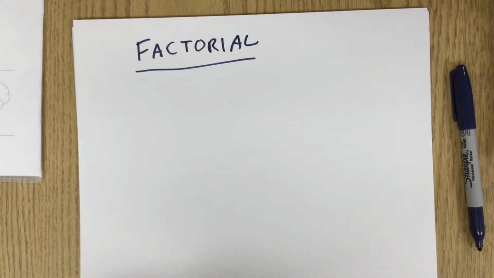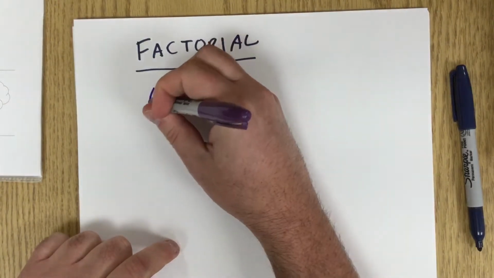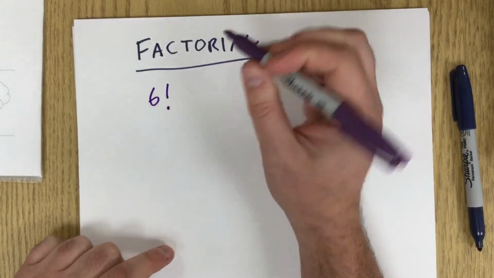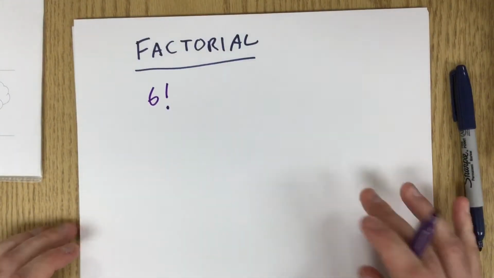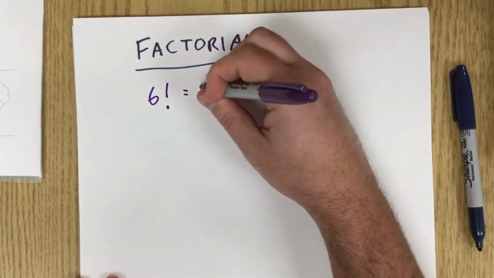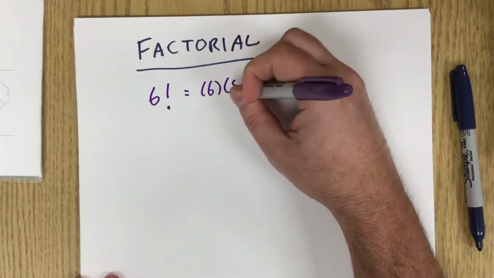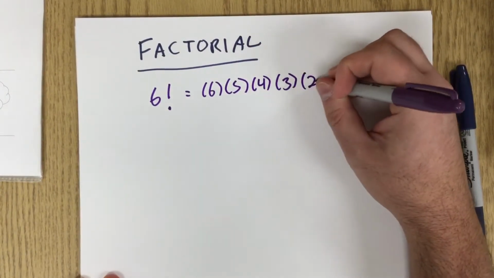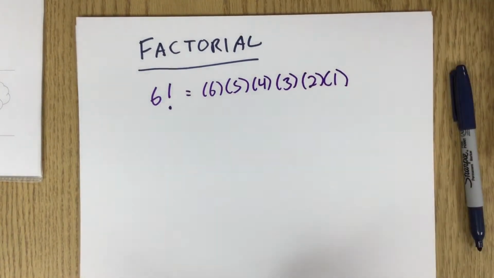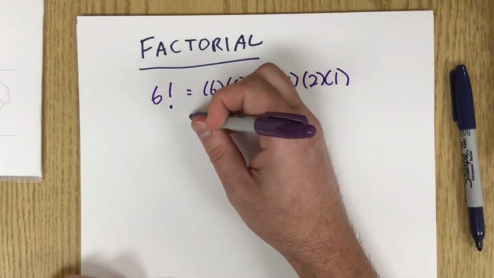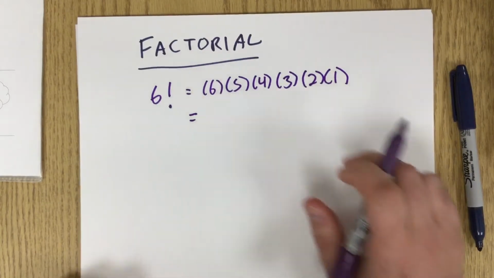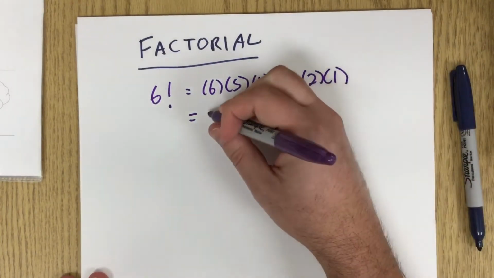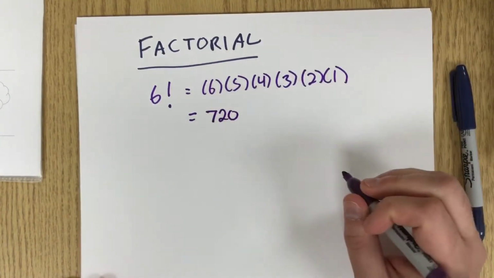is something that looks like this. It looks like 6 and an exclamation mark. And that's actually the mathematical symbol for a factorial. And what it means is 6 times 5 times 4 times 3 times 2 times 1, which is 30, 120, 360, which is actually 720.